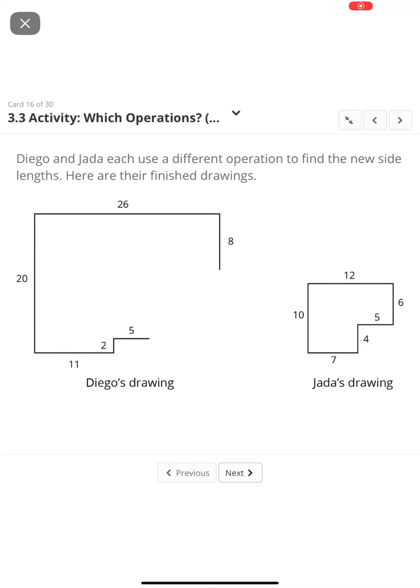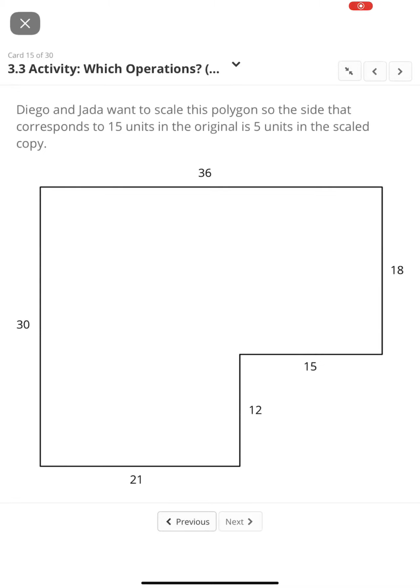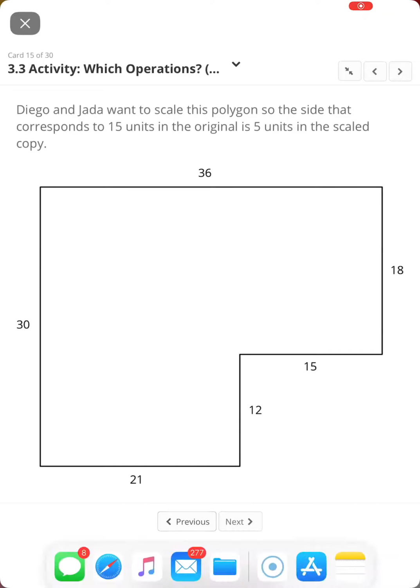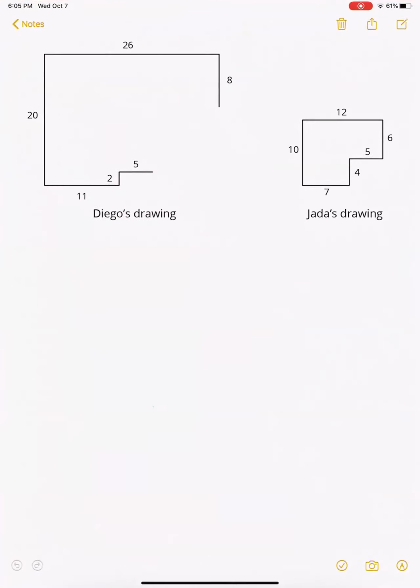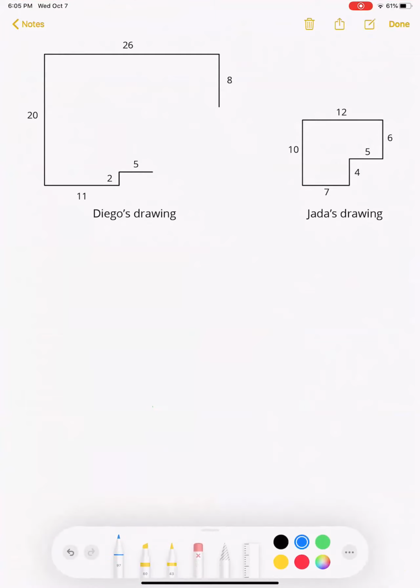This is what happens, or some version of this, when you use the wrong operation when you're drawing scale drawings. What happened is Diego used a wrong operation, and he ended up not being able to connect these lines into a shape. The original polygon has side lengths of 30, 36, 18, 15, 12, and 21. So what did Diego do? I just want to show you that.